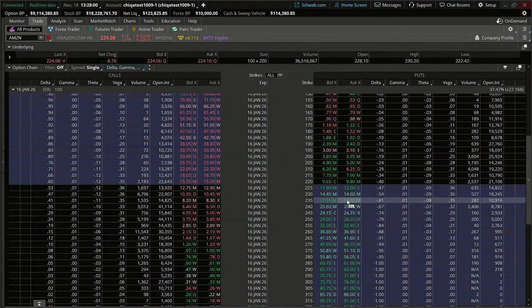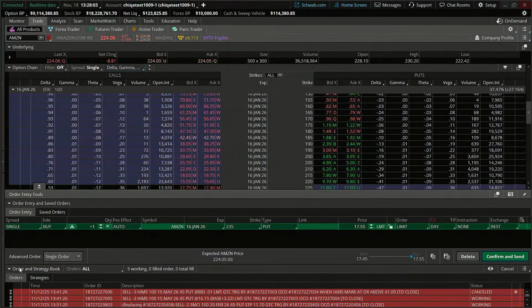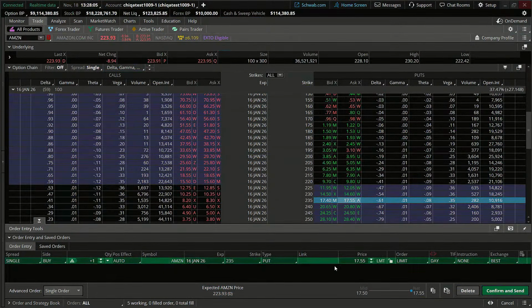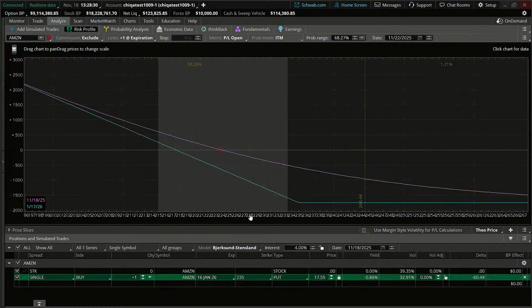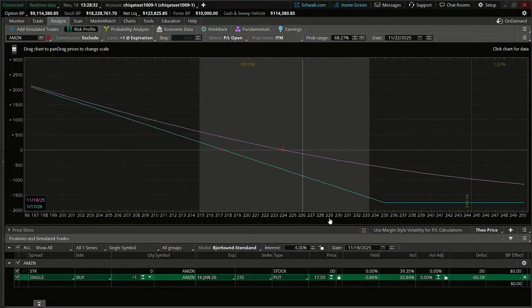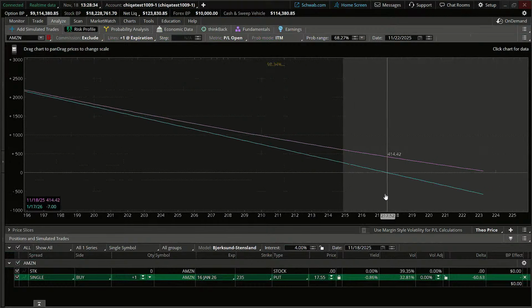So I'm going to click on this option here, and we're just going to take one step further. Since we already simulated what a possible move in factors like time, price, and volatility can do to just the pricing of the option, let's take a look at what it could do to our profitability and our risk on a trade. So let's take a look at the analyze trade graph. I just right clicked on that option and clicked analyze trade.